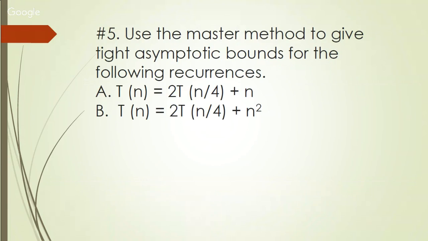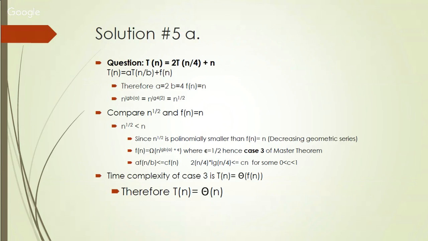We have this final question. Use the master method to give the tight asymptotic bounds for the following recurrences. You have A and B. So the solution for 5A, we have that. Then we plug in A and B, and our f(n) is n. Then plug in that, you find it is half.